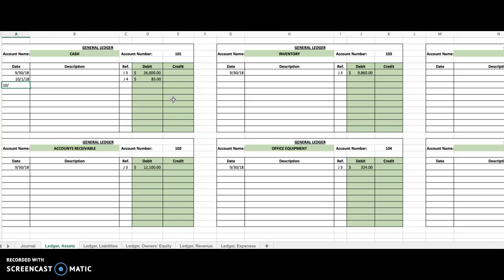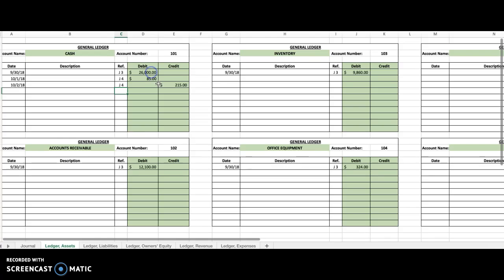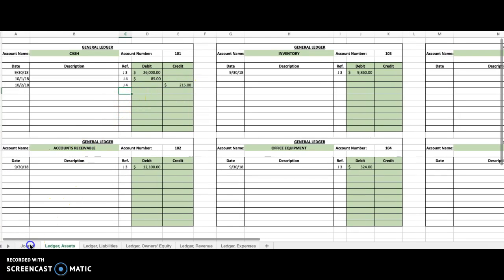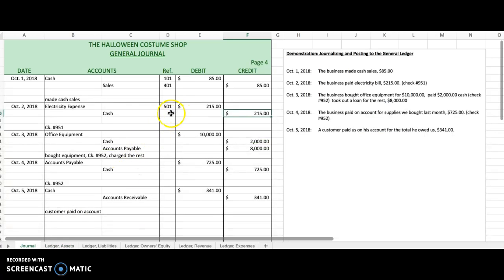So the date, and the credit of 215 means cash went down. Again, this came from journal page 4. So you can see if you add up the debits, subtract the credit, you'll get the new balance for cash. Cash, again, number is 101. That's what goes in the reference column.